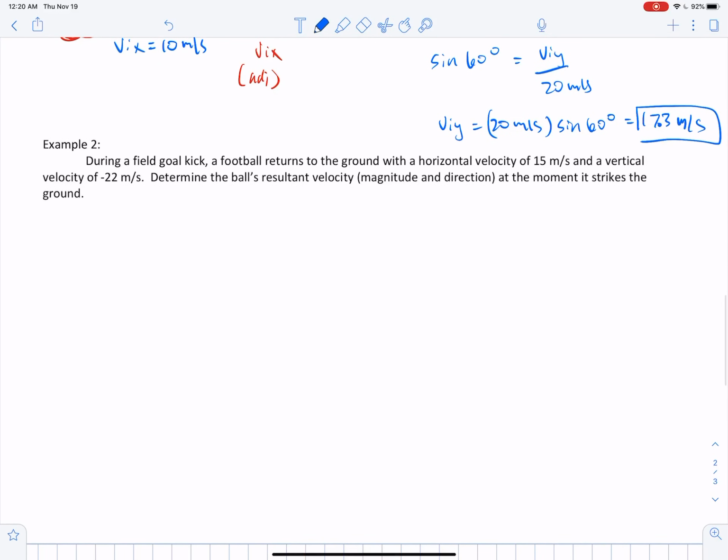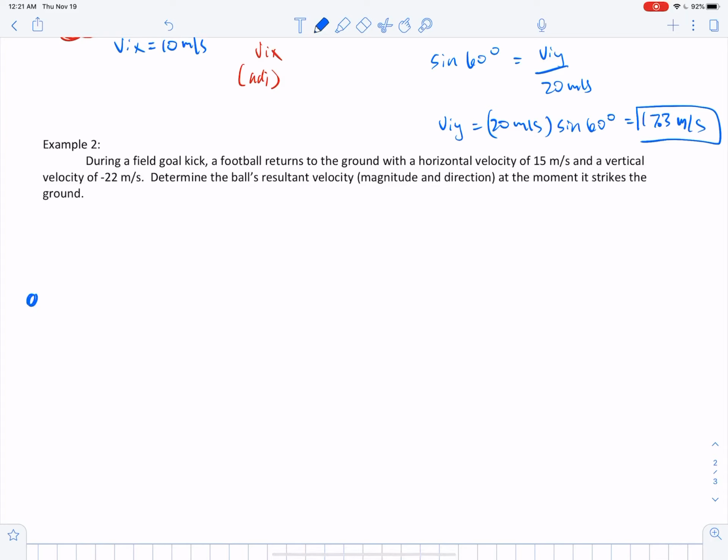And let's try one more. Example 2: during a field goal kick, a football returns to the ground with a horizontal velocity of 15 meters per second and a vertical velocity of negative 22 meters per second. Determine the ball's resultant velocity. That's the combination of the horizontal and the vertical components at the moment it strikes the ground. Okay, so now instead of thinking of initial velocities, this is the final velocity.